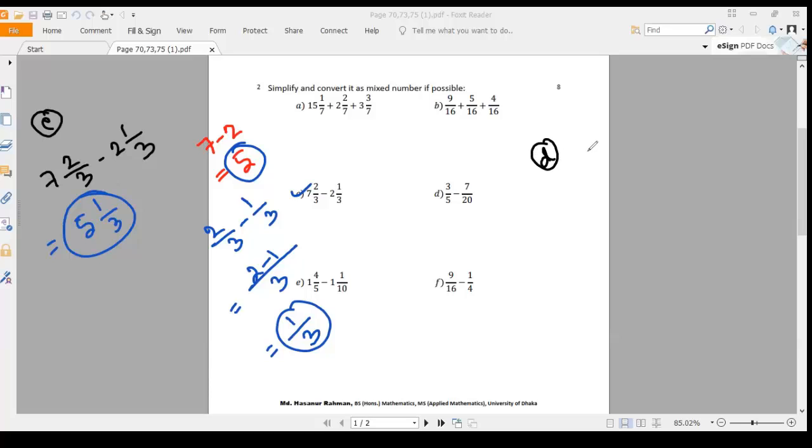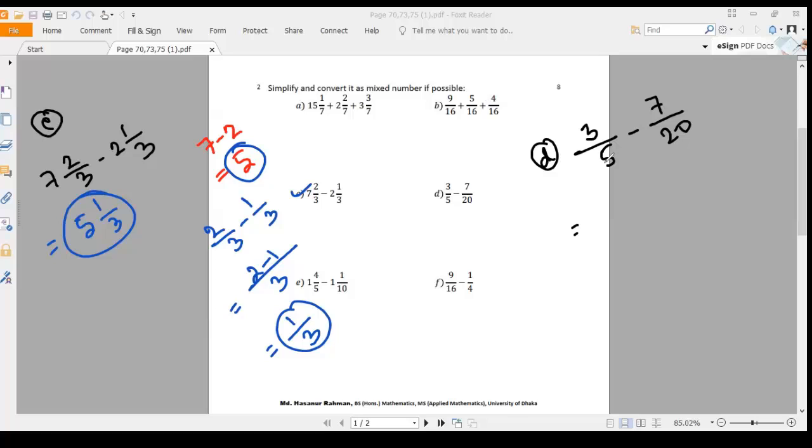Number D is very important. This type of question can come in an exam. 3 by 5 minus 7 by 20. Look, both fractions are not like fractions because both have different denominators. So it will be better if we convert both denominators to the same denominator. How? We can convert it by finding the LCM of 5 and 20.